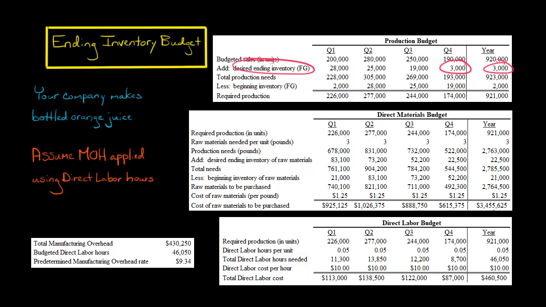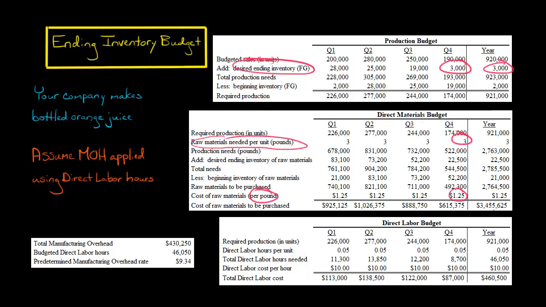know some information like the amount of direct materials per unit. So we say, okay, for one bottle of orange juice, we're going to need how much in terms of direct materials? We're going to need 3 pounds of oranges. And then the cost per pound of oranges is $1.25. So for one bottle of orange juice, it's going to be $3.75 of direct materials.